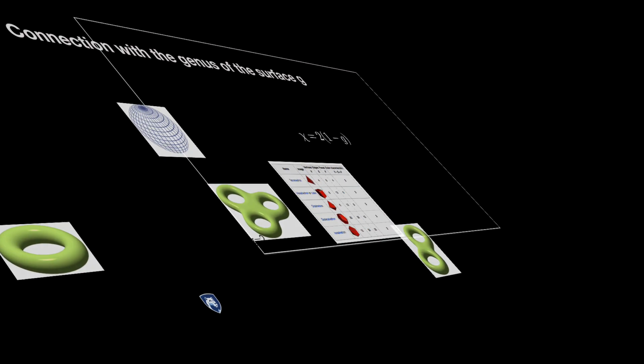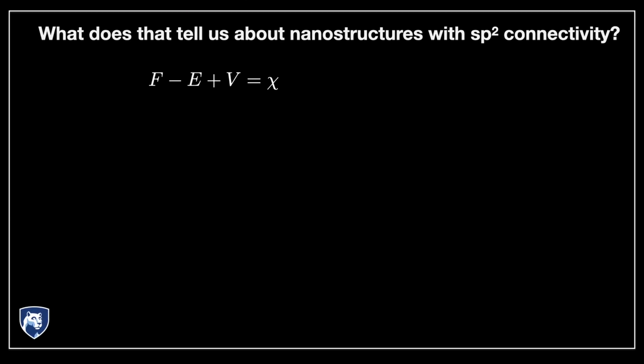So now let's go back to the problem of sp2 nanostructures. What does that mean, sp2 nanostructures? It means that every single atom is connected to exactly 3 other atoms. That's really the condition. And so what we are trying to do on this slide here is to see how this Euler criterion, that Euler equation that we have on this slide, can be rewritten for structures that have a threefold connectivity, as we are interested in here.